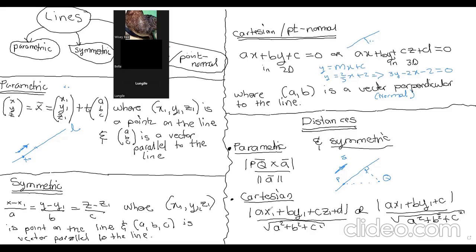This would be the point. The x1, y1, z1 will be the point. And then the a, b, c, d will be this. This a, b, c, d. Then the x1, y1 will be the point, in this case, Q. So that's all you need with lines.